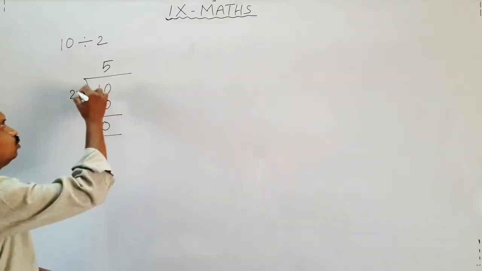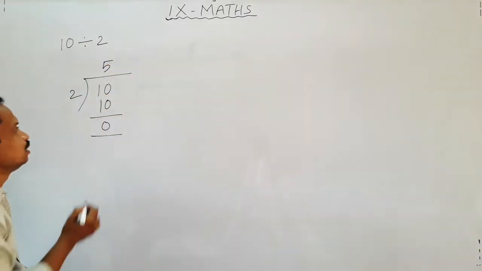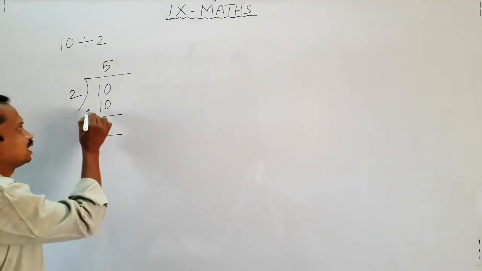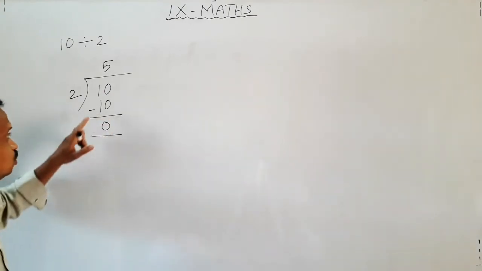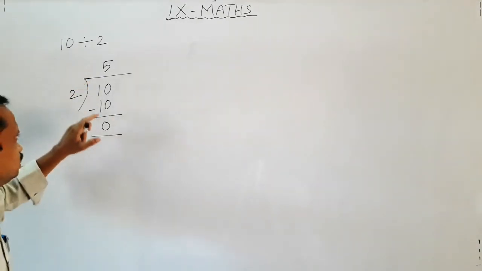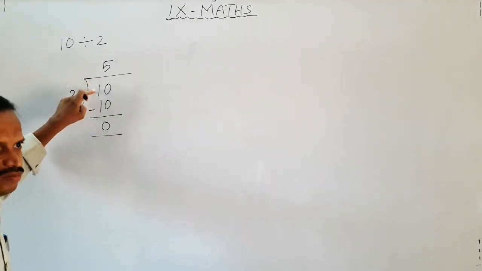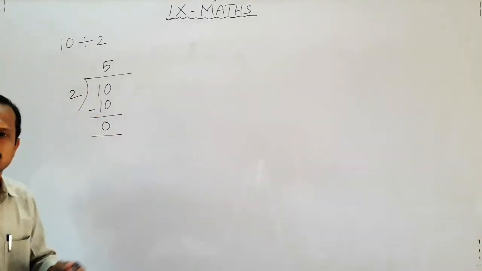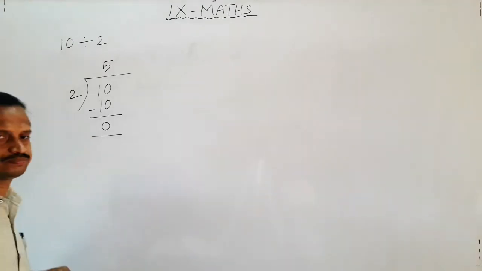What we are doing here to get the remainder? 2 5s are 10. And then we are writing 0 here. How? By subtracting that. There is no subtraction shown, but we understand that 2 5s are 10, so from the dividend 10, when we subtract this 10, then only we are getting the remainder 0. So that is the matter there.